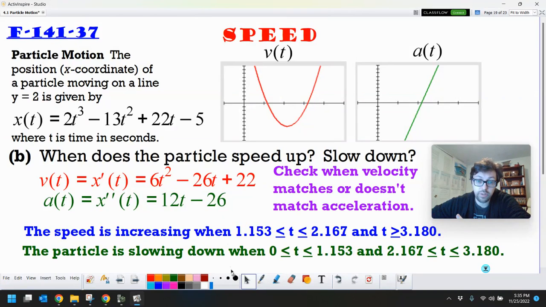The place where we're decreasing is where they are opposite signs. So as I stated before, right here, we have a positive velocity, but a negative acceleration. So that is going to be where we are slowing down. And then in this region right here, velocity is negative, but acceleration is positive. So that is where our particle is slowing down. If they have opposite signs, then they are slowing down. If velocity and acceleration have the same sign, our speed is increasing.